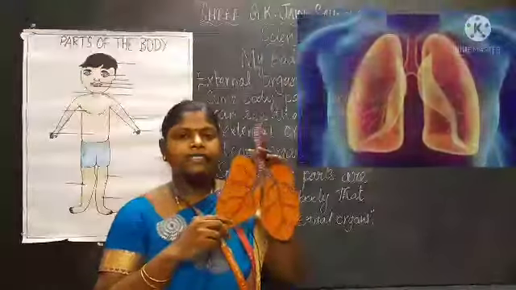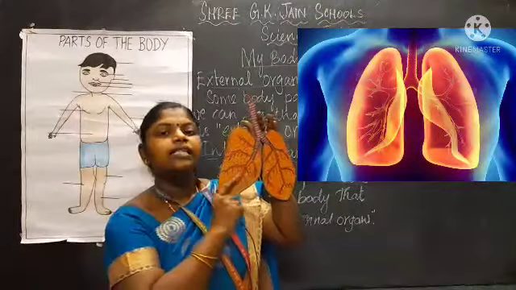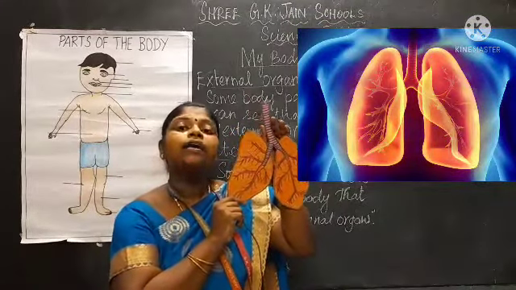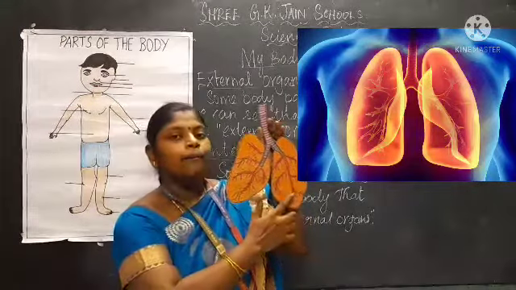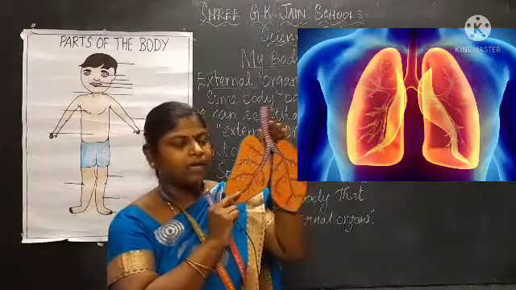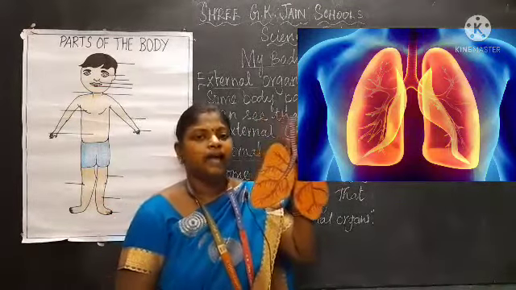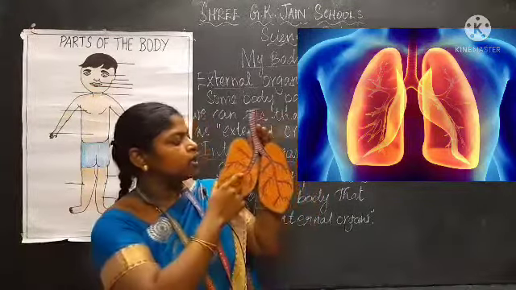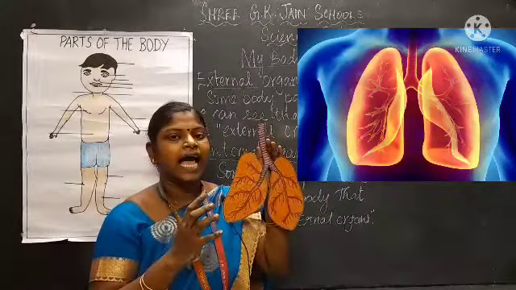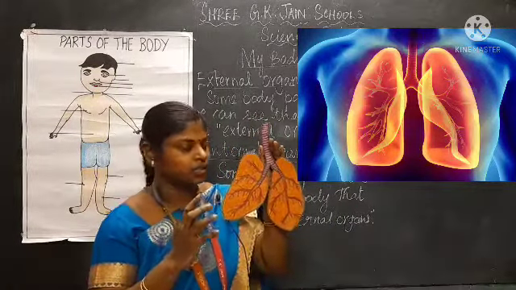Okay children, the next organ is the lungs. These are called the respiratory organ. A pair of lungs we have in our body. It is red in color. It is like a spongy sac-like structure, a spongy bag-like structure.